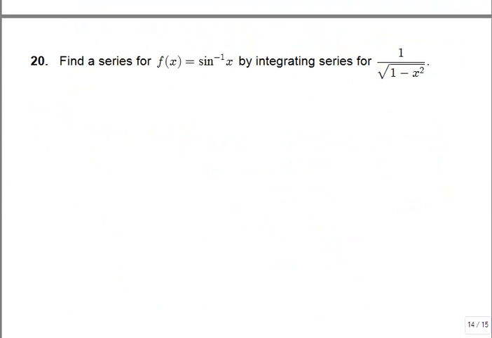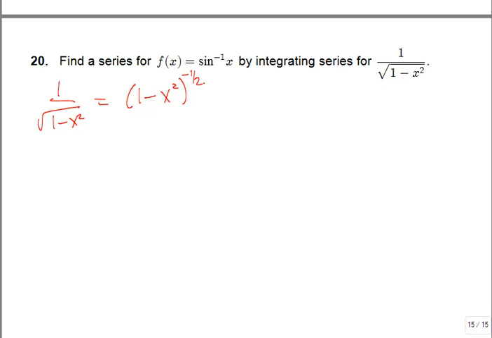All right, finally our last example here. We want to find a series for the inverse sine of x by integrating the series for 1 over the square root of 1 minus x squared. So what I want you to recognize here is that 1 over the square root of 1 minus x squared, if we rewrite that, is the same as 1 minus x squared raised to the negative 1/2.